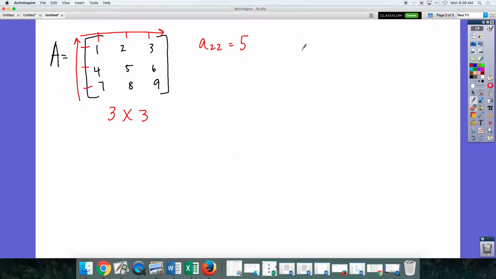Okay? All right, what about A31? 7? Does everybody agree with 7? Right? 3-1 represents the third row, first column. So row 1, row 2, row 3, column 1, first column will be 7. Remember, rows run left to right. That's the most important thing. These are all rows. You got me?